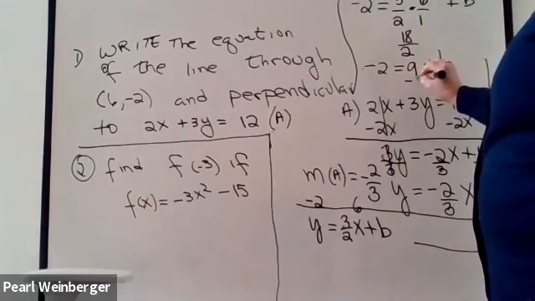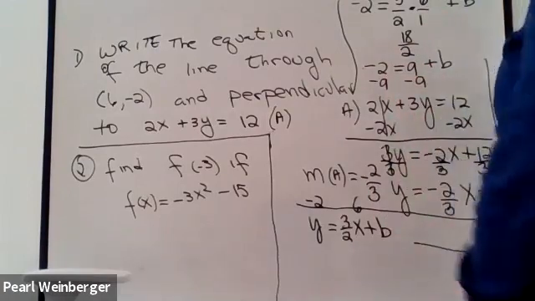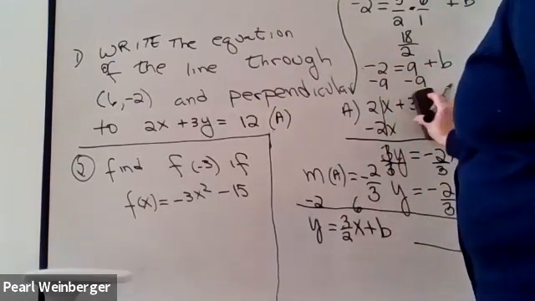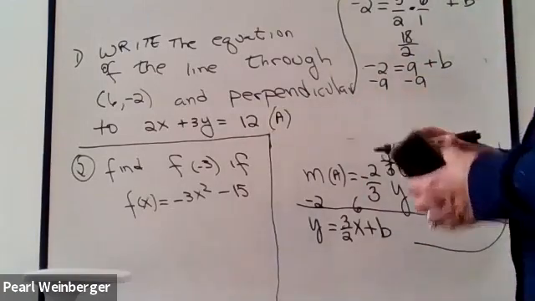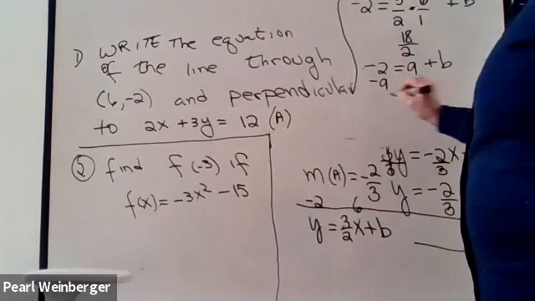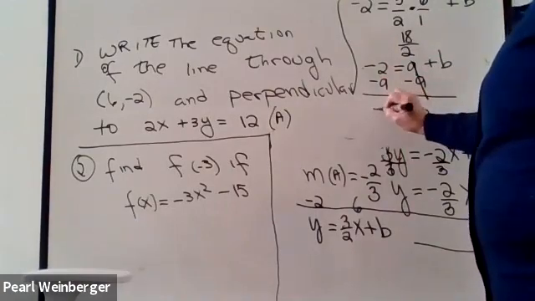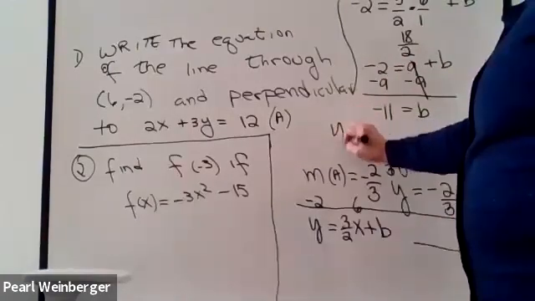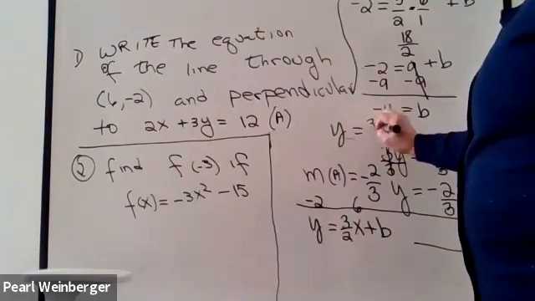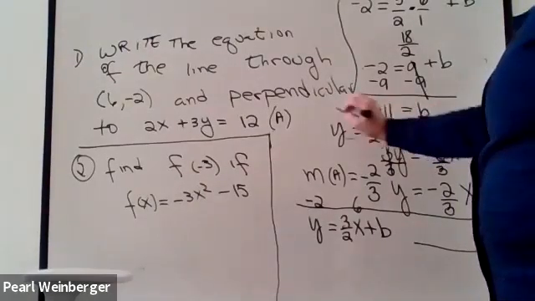And now I can bring this 9 to the other side. I'm sorry, I keep erasing things. Not a big blackboard here. And that gives me that b is equal to -11. So my equation then becomes y equals 3 over 2 x minus 11.